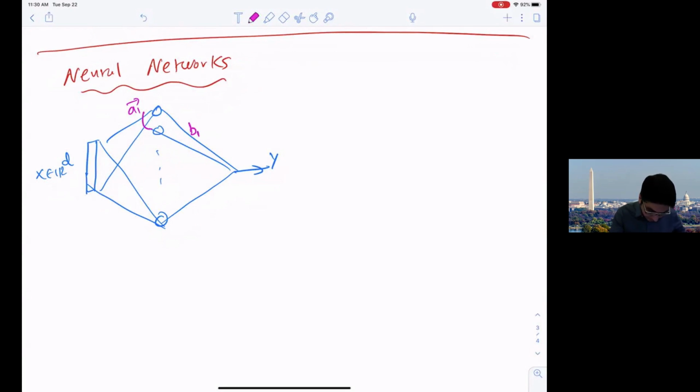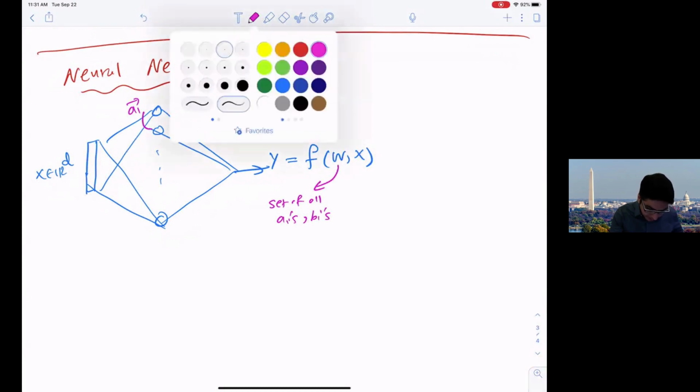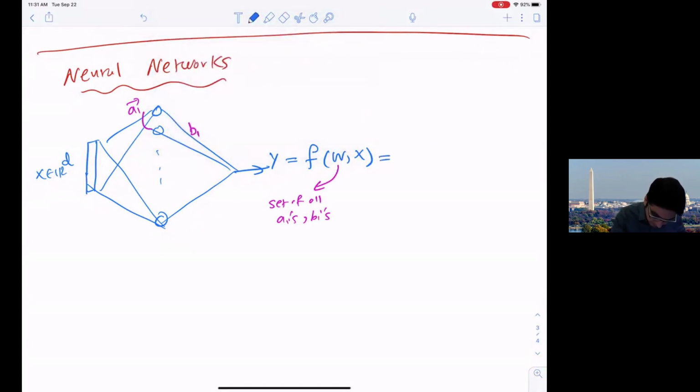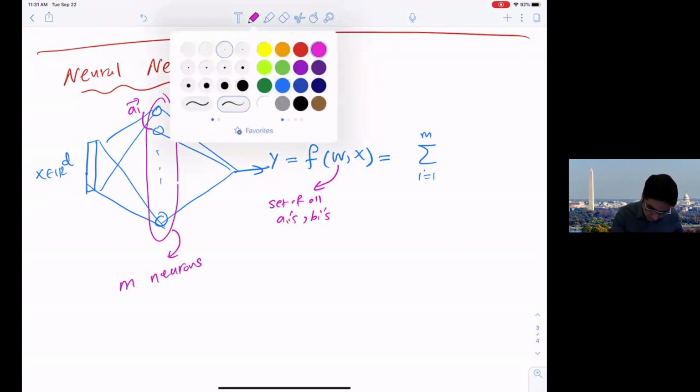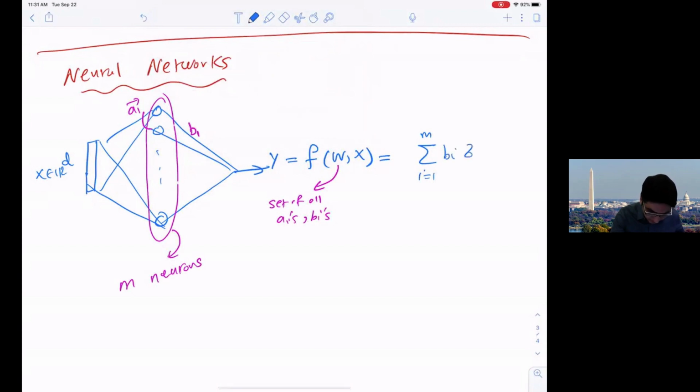The weights in the second layer I'm going to refer to with b_i's. Therefore, I can write the output of my neural network, which is a function of W and X. Here, W is the set of all a_i's, the weights in my first layer, and b_i's, the weights in my second layer. I can write it as a sum over the M neurons that I have, of b_i sigma of a_i transpose X. Again, let's forget about the bias term. You can add it, or absorb it in your X if you want.